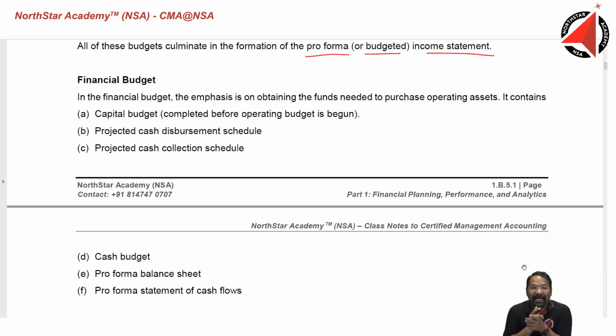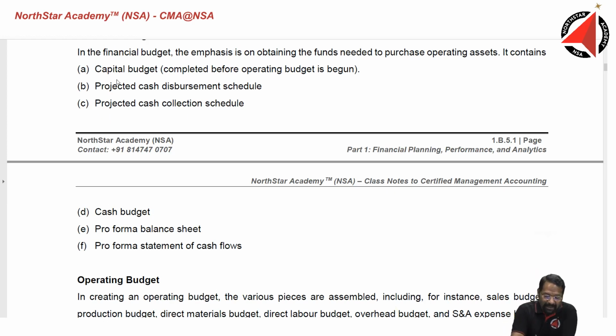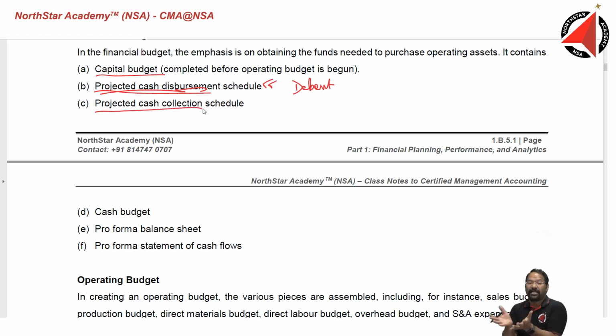Next one, financial budget. We are going to spend so much money. Long term, we need money, so we do budgeting for capital. We do budgeting for projected cash disbursement schedule. For example, we have to pay loan EMI, all those are projected cash disbursements. We have to redeem the debentures at a particular date. Then we have a projected cash collection: our policy is maturing, our investment is maturing, our fixed deposit is maturing on a particular day.